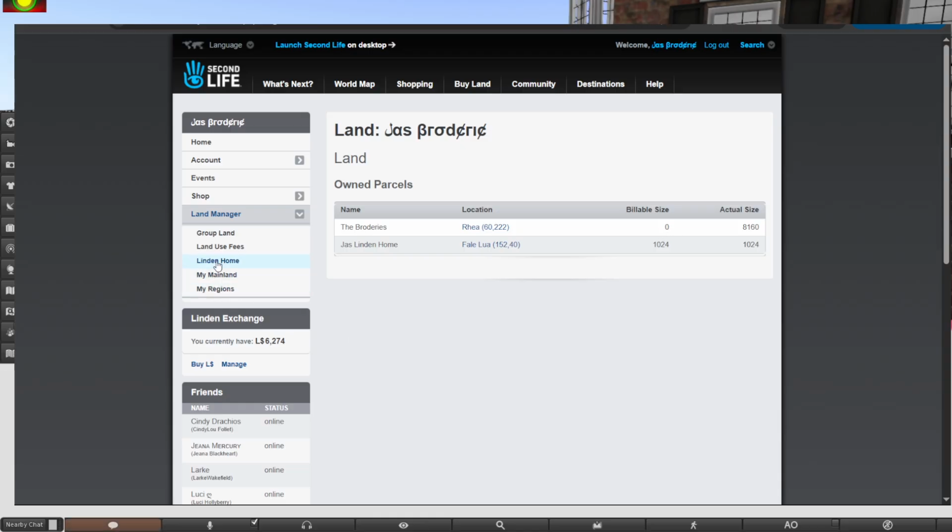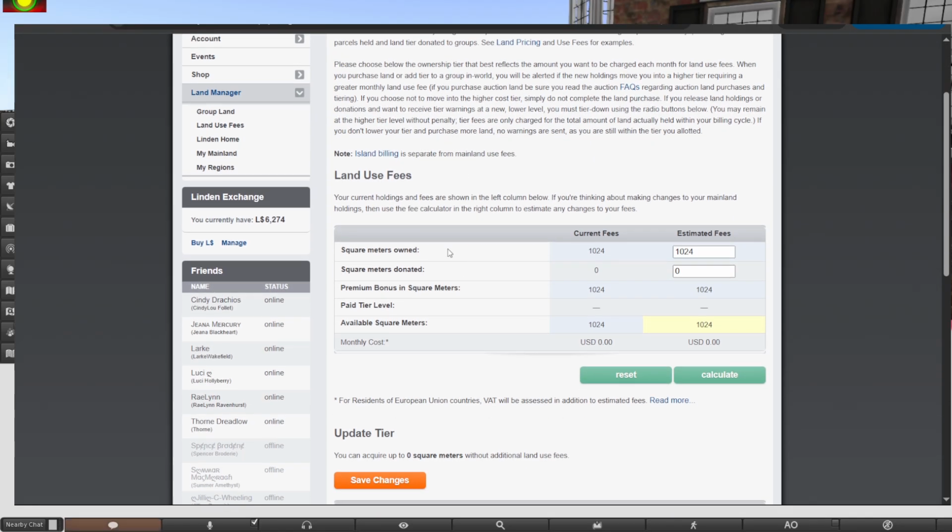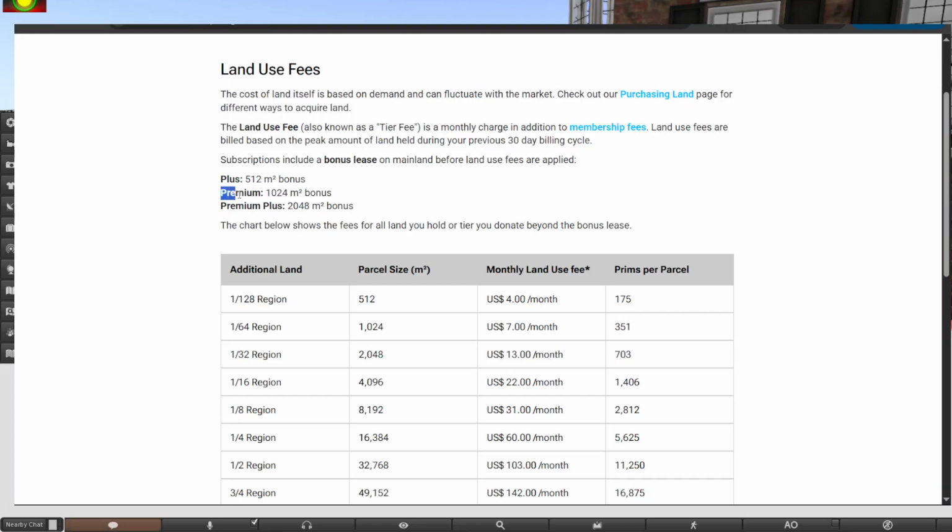When I look at land use fees, this is the payment stuff, okay? So here, when you look at land use fees, it says square meters owned. Current fees, 1,024. That's because I have a Linden home on my 1,024. I haven't donated any. That's a whole other video. Premium bonus in square meters. So I have a bonus of 1,024, which is what this is talking about. I have a bonus lease.